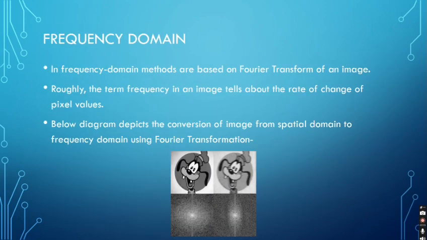Frequency domain. In frequency domain, methods are based on the Fourier transform of an image. Roughly, the term frequency in an image tells about the rate of change of pixel values. The diagram below depicts the conversion of an image from spatial domain to frequency domain using Fourier transformation.